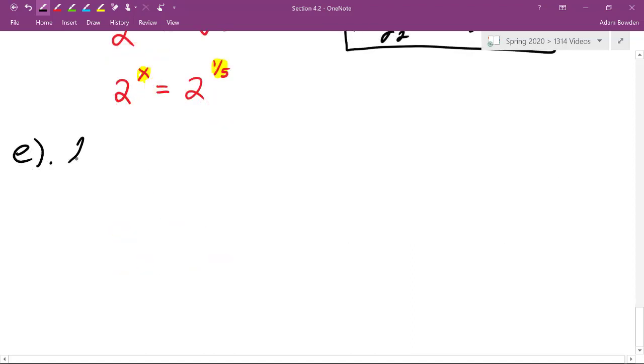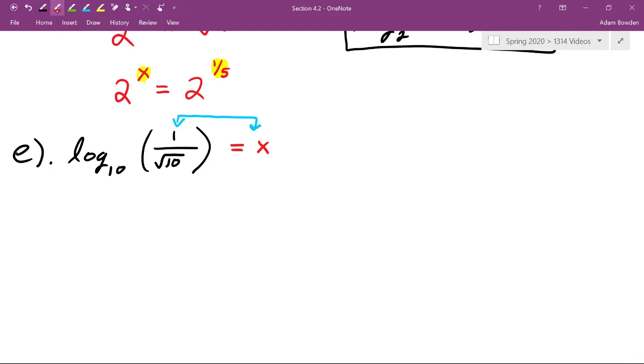Another example we'll take a look at is log base 10 of 1 over the square root of 10. So just like before, if we want to go through the full process of figuring this out, we'll use an x. Let's flip these two parts around, make it into 10 to the x power equals 1 over the square root of 10.